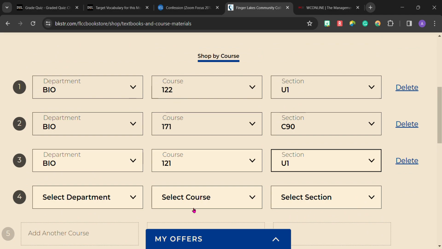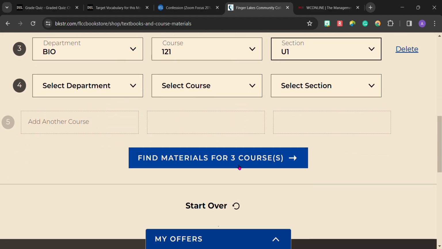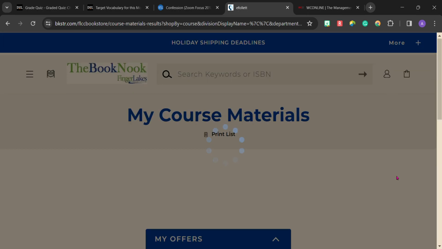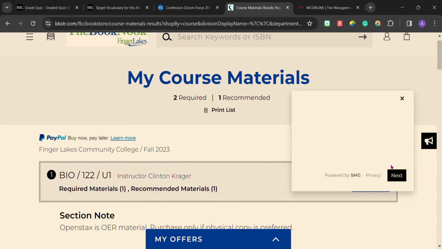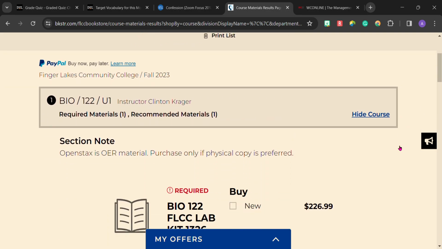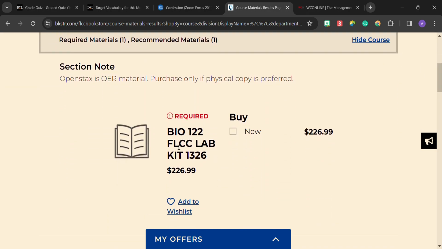Once I've selected, and I can search for all my courses at once, once I've selected all of my courses, I just scroll down and say, find materials for these 3 courses. So let's look at the first course. And what we see here is that the lab kit is absolutely required, which means that if you don't purchase it, you will not be able to complete certain assignments in the course.